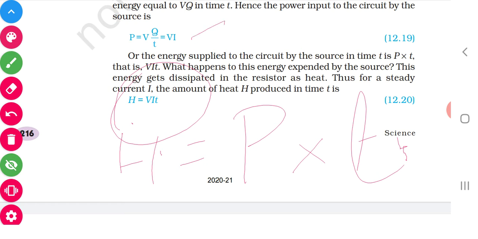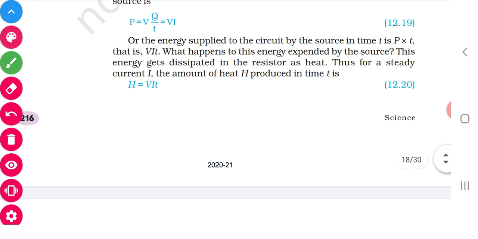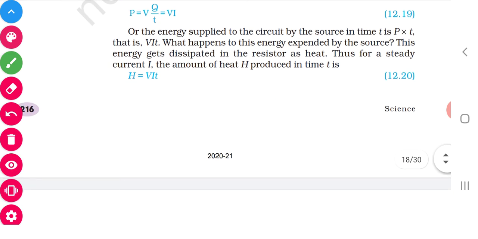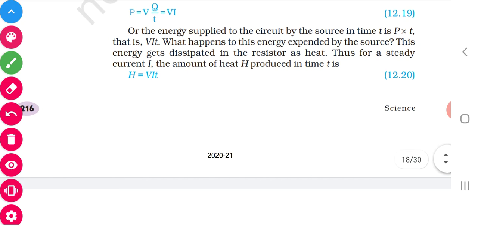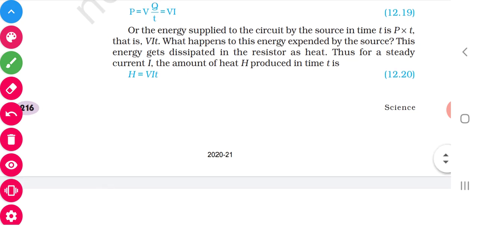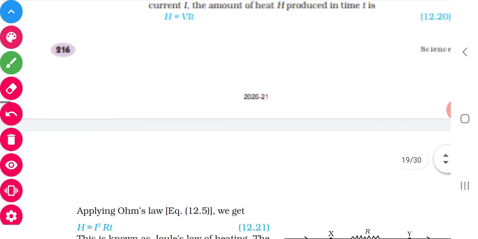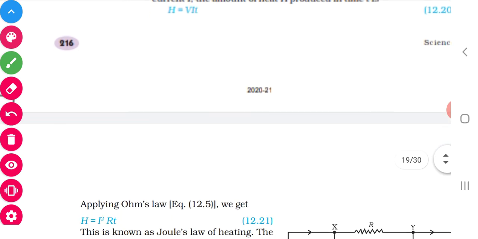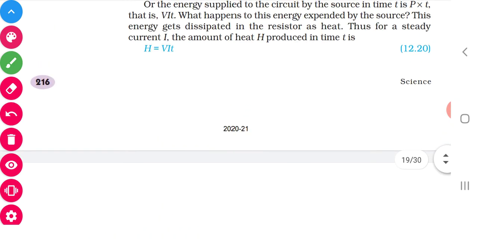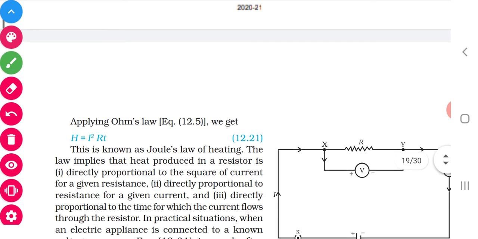So instead of P we can put VI. So H is equal to VI into T. What is H? H is the amount of heat produced. V is the potential difference, I is the current and T is the time. Now what we are going to do is apply Ohm's law here.